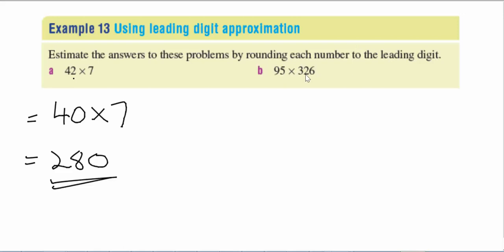Leading digit here, rounding to the leading digit, so I'm going to do both of these numbers. Now actually I could do that to 10 too, come to think of it. So I could end up doing 40 times 10 as well, but that really does give you a whacked out answer. Actually, I wouldn't go there. Don't do that one. Cancel that. Go with the easy numbers that you've got.